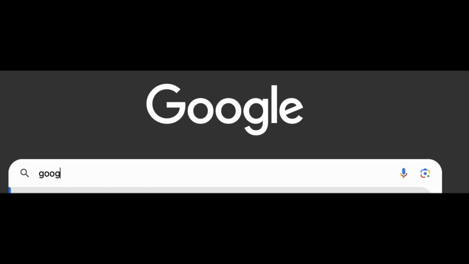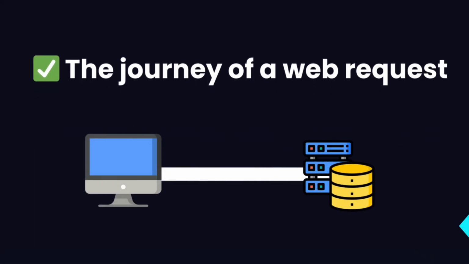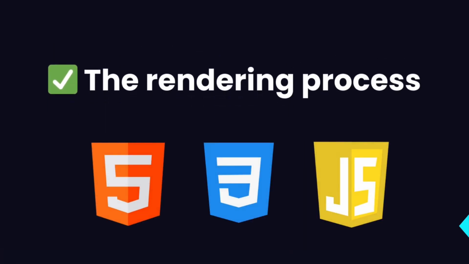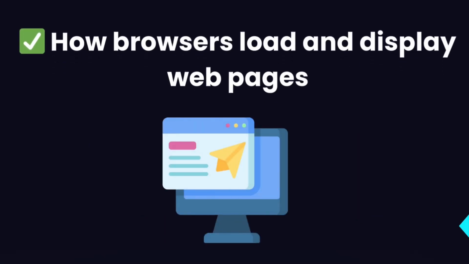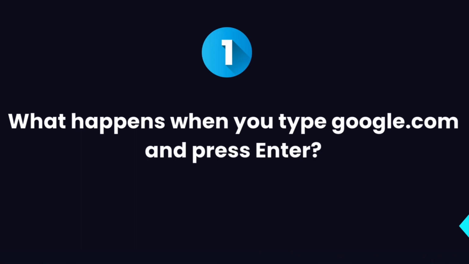Do you know what happens when you type google.com and press enter? Let's find out. In this video you will learn the journey of a web request: DNS, HTTP, and servers; the rendering process: HTML, CSS, JavaScript execution order; how browsers load and display web pages; and, to start, what happens when you type google.com and press enter.